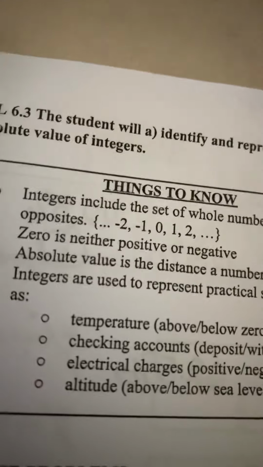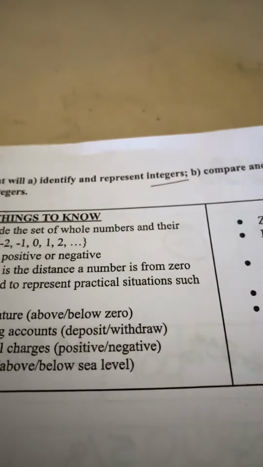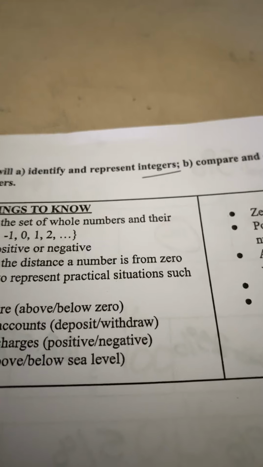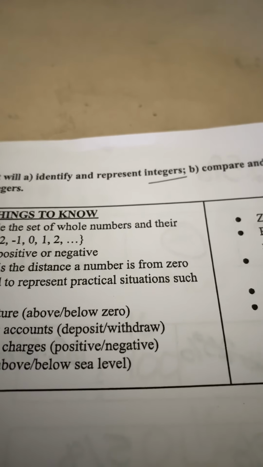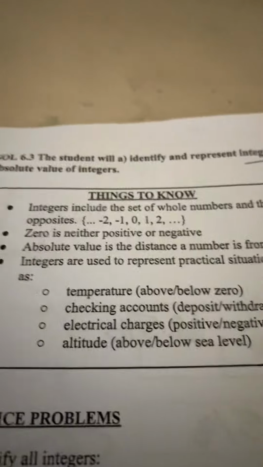Alright, so SOL 6.3 was mainly dealing with integers. We're just dealing with the basic part of integers. Can you tell what an integer is? Can you put them in order from least to greatest, greatest to least, and deal with absolute value? Okay, so before we start looking at the questions, let's do a big quick recap.